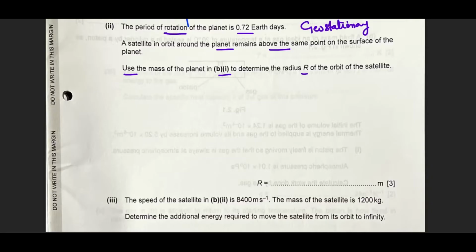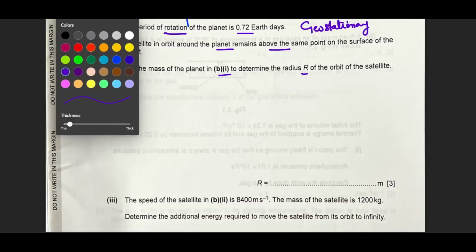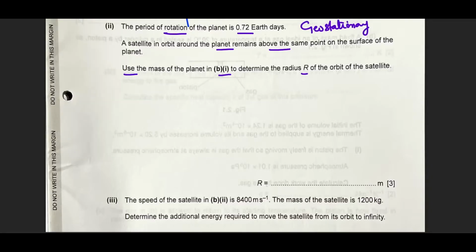Determine the radius r of the orbit of the satellite. I personally don't like these parts because the proof for this is a bit longer. But since it's a question, we have to solve this. So what is the logic behind this? You have to write this down for 1 mark. So gravitational attraction. I'm just writing the acronym. So gravity is providing the necessary centripetal force in order to do this.